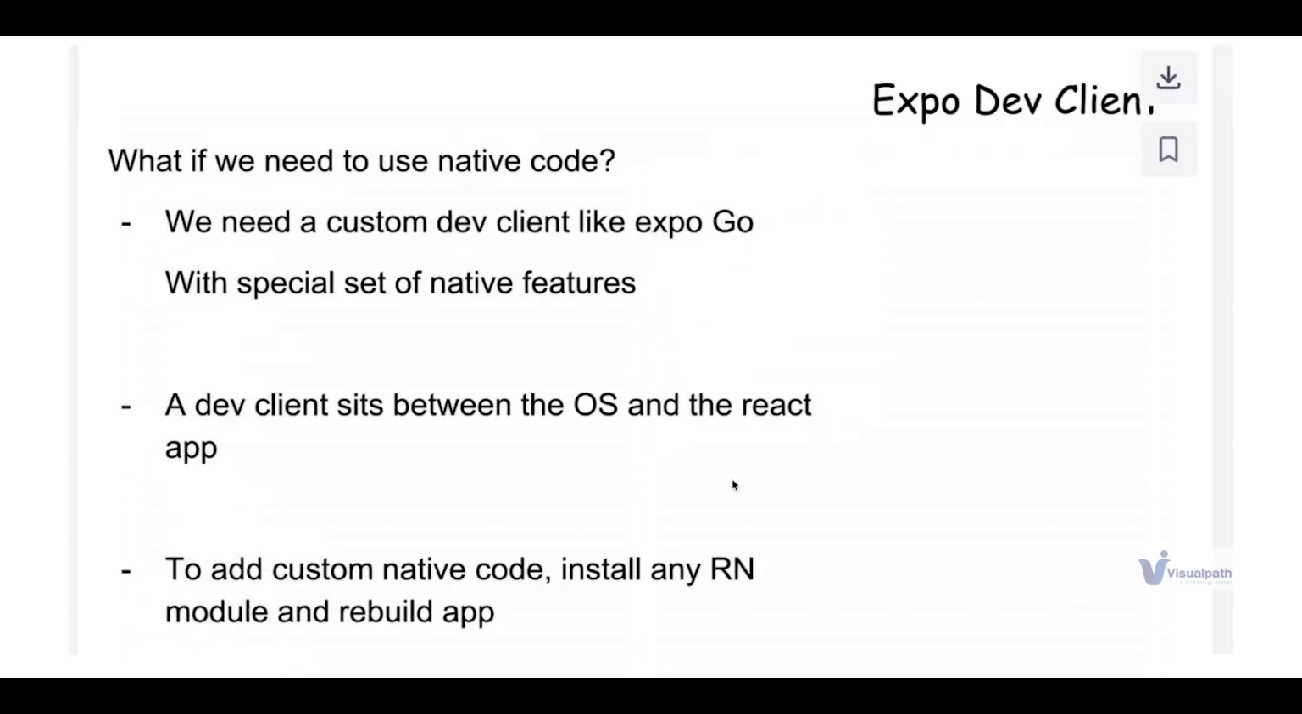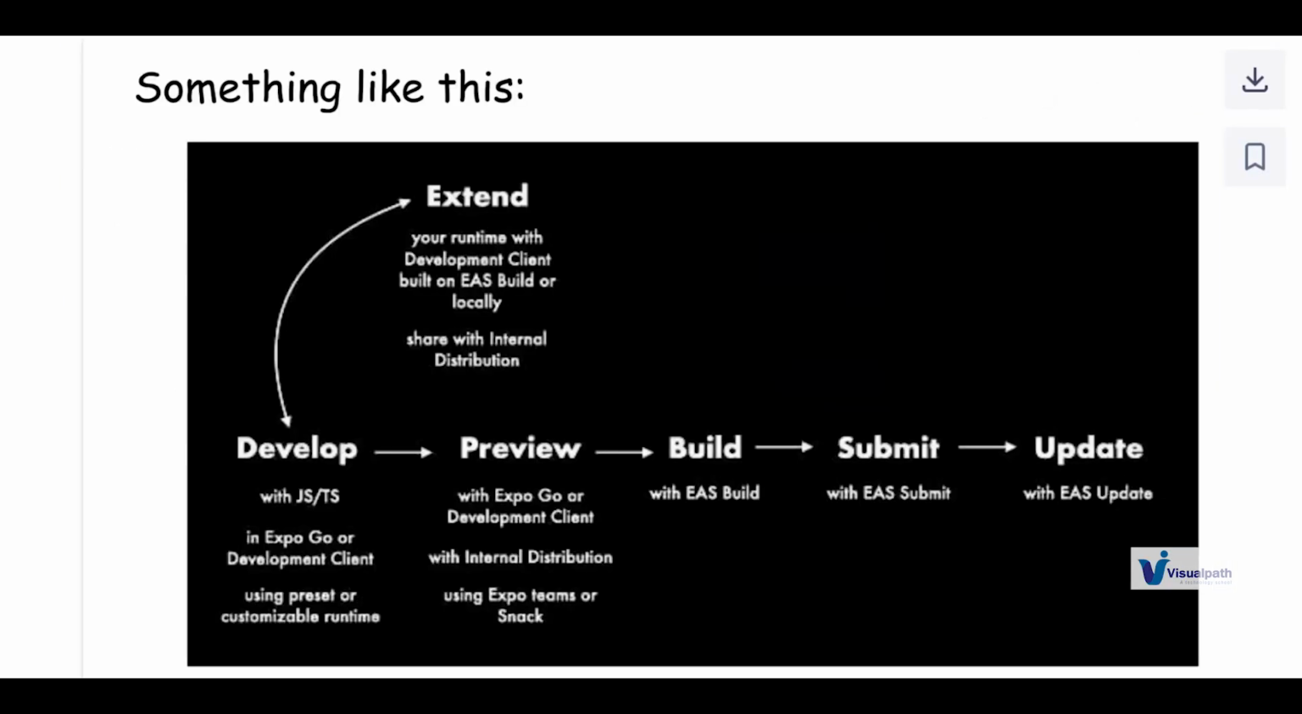So what if we want to use native code? Then we need a custom dev client like Expo Go with a special set of native features. A dev client sits between the OS and the React app. To add custom native code, install any React Native modules and rebuild the app. So generally this is the life cycle of Expo Go. You develop, then you preview, you build using EAS, and you can submit using EAS or update using EAS.